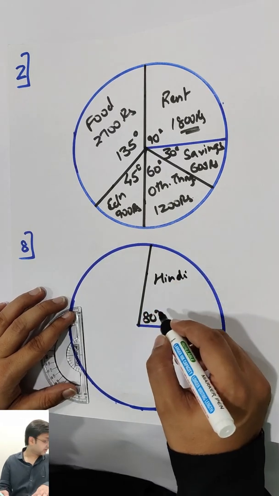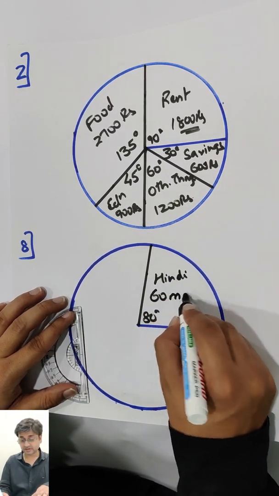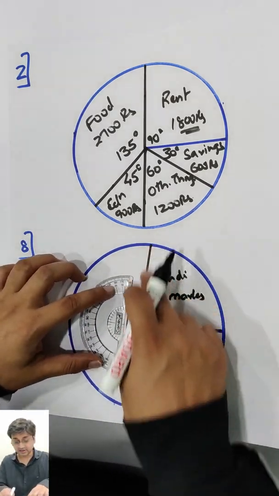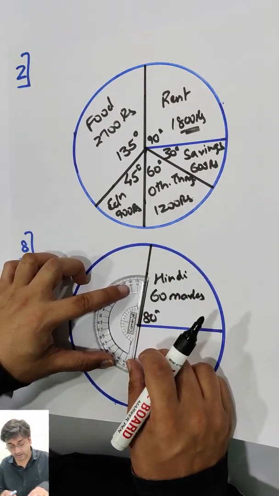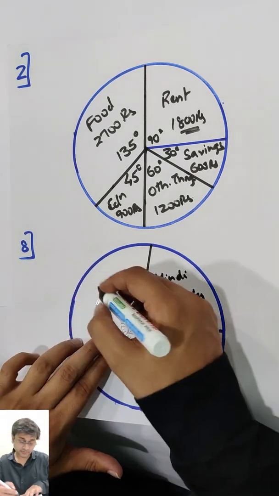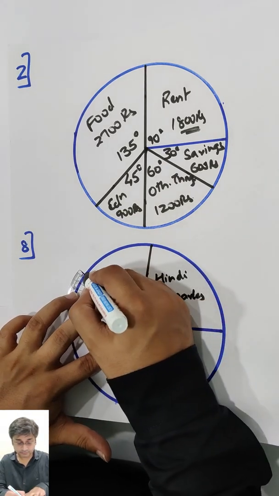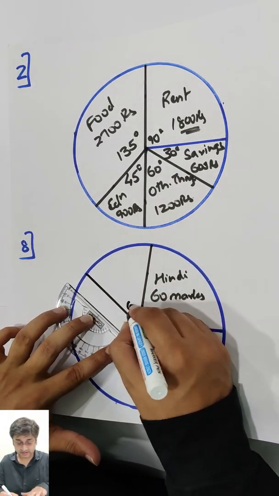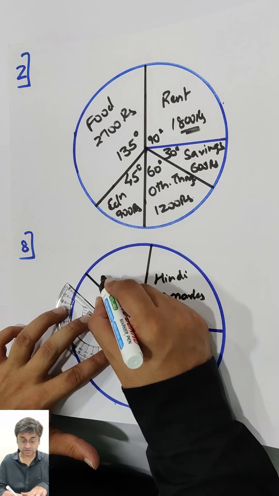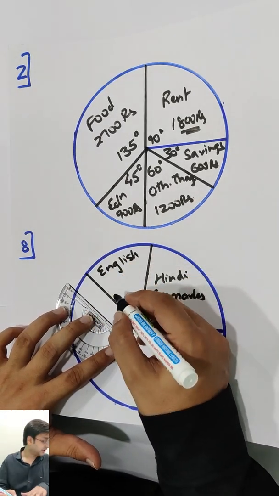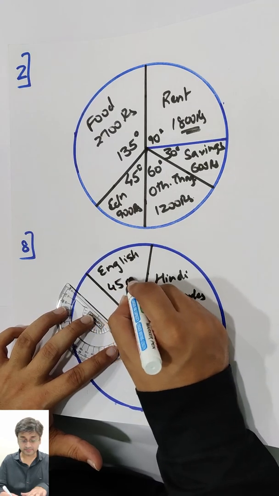And what is the amount? That's 60 marks. The next one, 60 degrees is English. So this is going to be 0 now, and I shall take 60 degrees. So 60 is right here. Let's draw a line. 60 degrees, and that's English. So the child has not scored very well with English, and he has scored 45 marks.